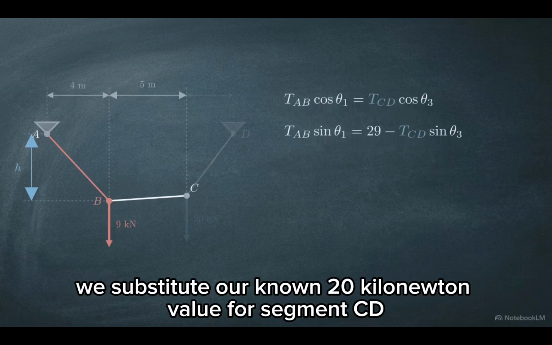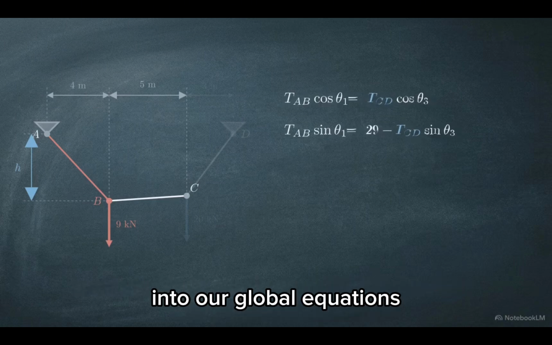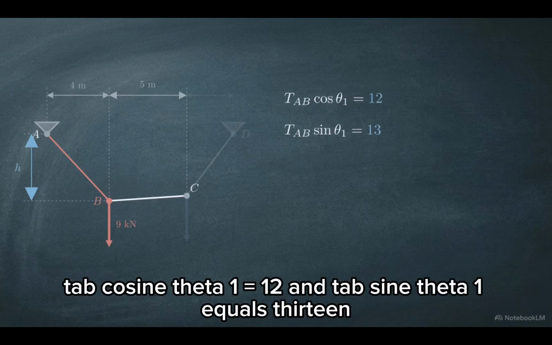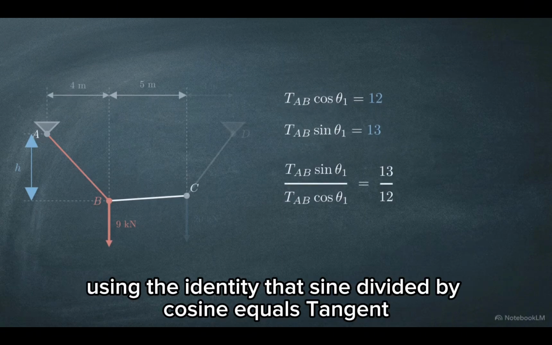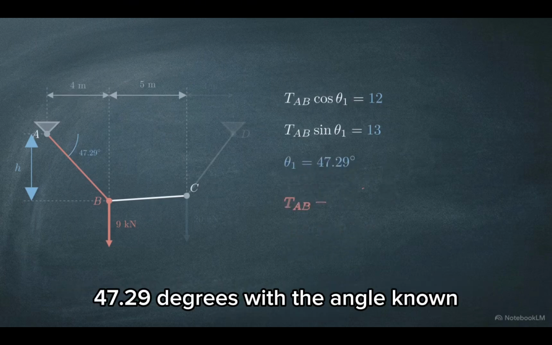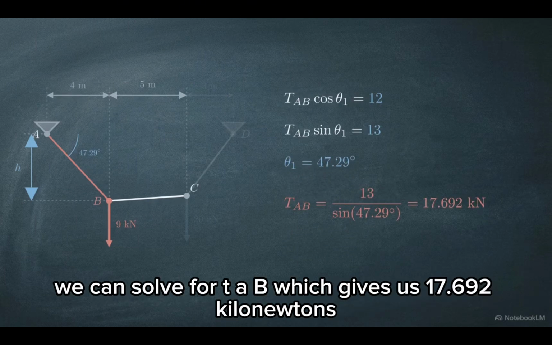We substitute our known 20 kilonewton value for segment CD into our global equations. This simplifies our math down to 2 expressions. TAB cosine theta 1 equals 12, and TAB sine theta 1 equals 13. Using the identity that sine divided by cosine equals tangent, we can divide these expressions to find our missing angle, 47.29 degrees. With the angle known, we can solve for TAB, which gives us 17.692 kilonewtons.